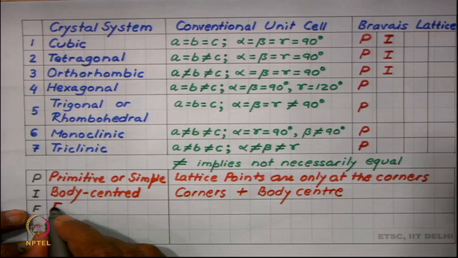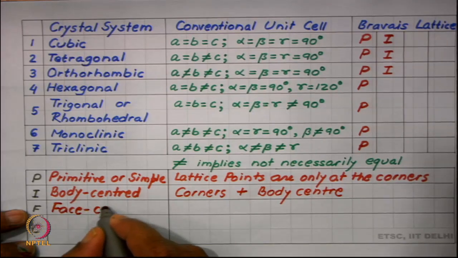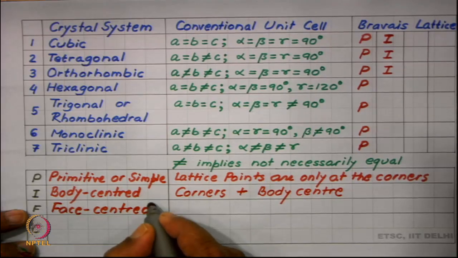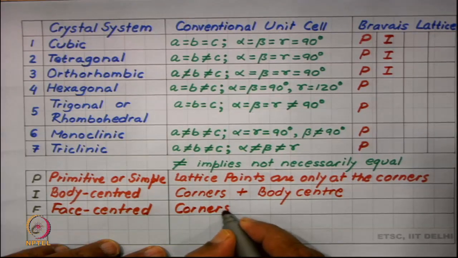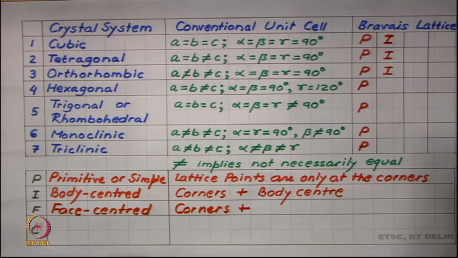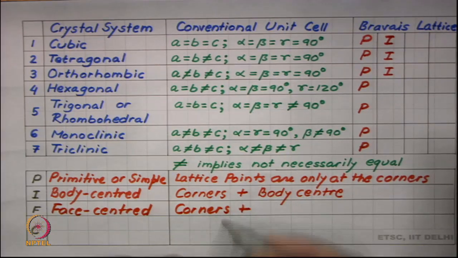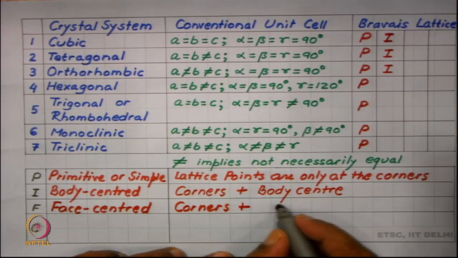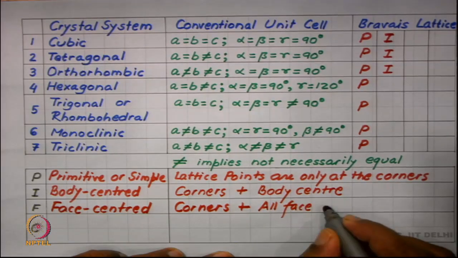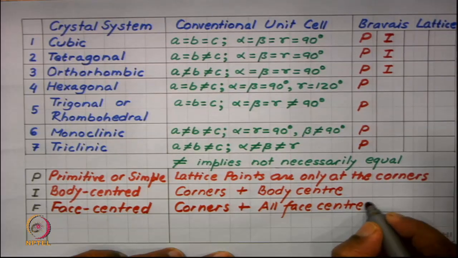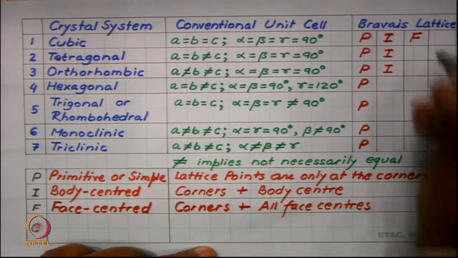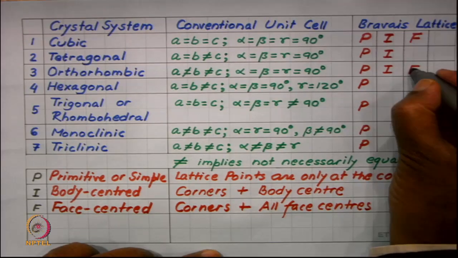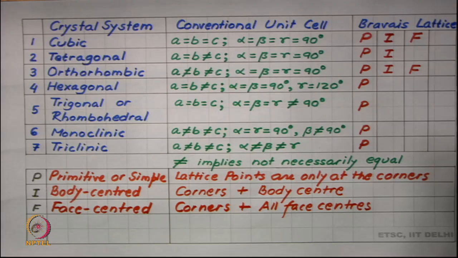F stands for face centered, which means lattice points are at corners. Corners will always have lattice points, whether in simple or body centered or face centered. Corners plus all face centers. F is there, you have cubic F and you have orthorhombic F. So, 2 F lattices are there.